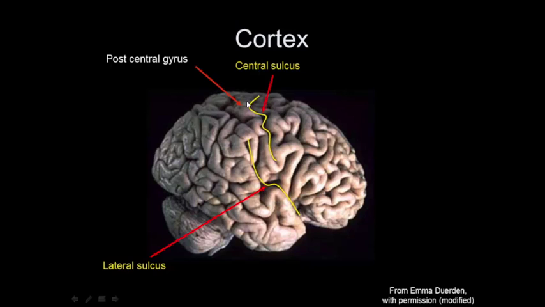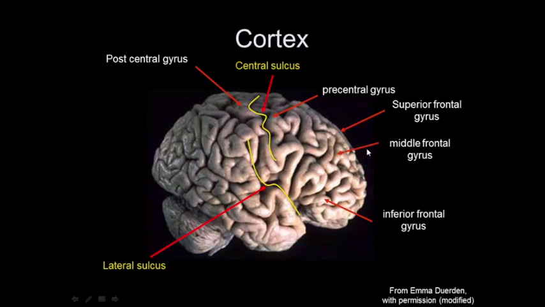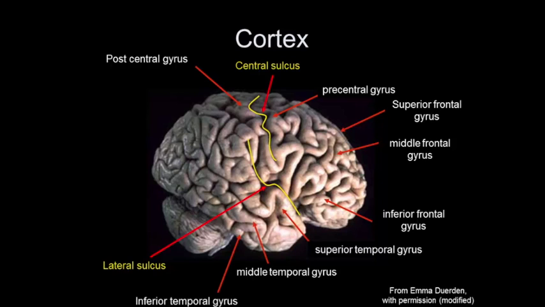So just behind the central sulcus you have the postcentral gyrus, just in front of it is the precentral gyrus, and then you have the superior, middle, and inferior frontal gyrus, and then you have the superior temporal gyrus, as well as the middle temporal gyrus and the inferior temporal gyrus. Okay, so again they run this way. Here you can see the intraparietal fissure that would separate the superior and the inferior parietal lobules. Okay.